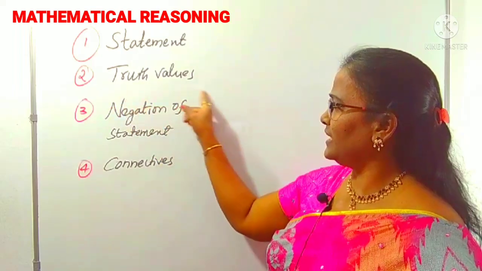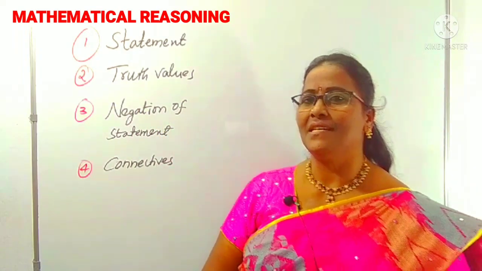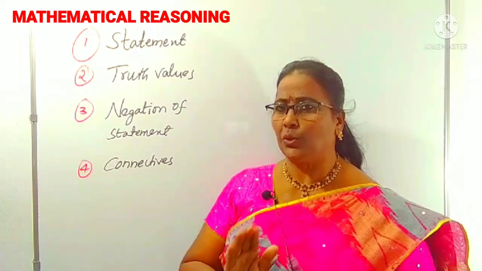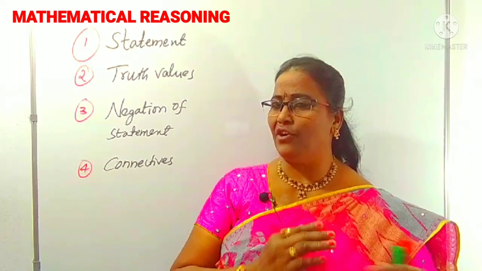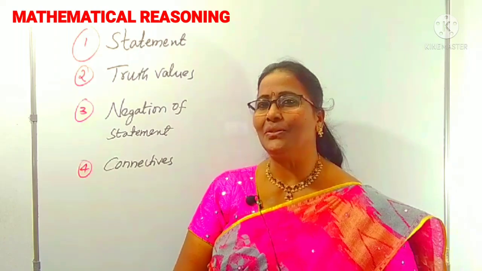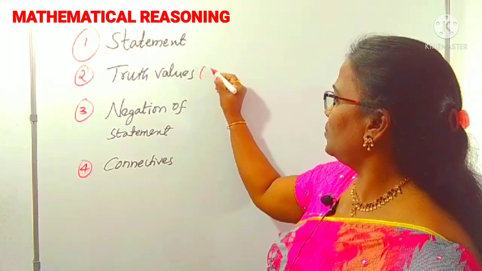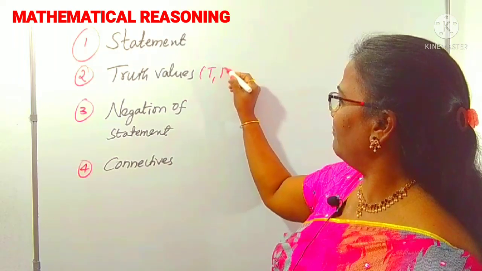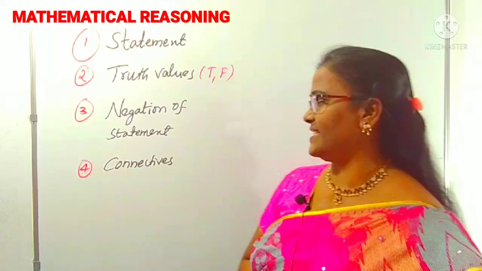Next, the second point is truth values. Truth values mean: suppose a sentence is true, it is denoted as T. If the statement is false, we denote it as F. Those are called truth values. There are 2 types of truth values, T and F. T stands for true, F stands for false.